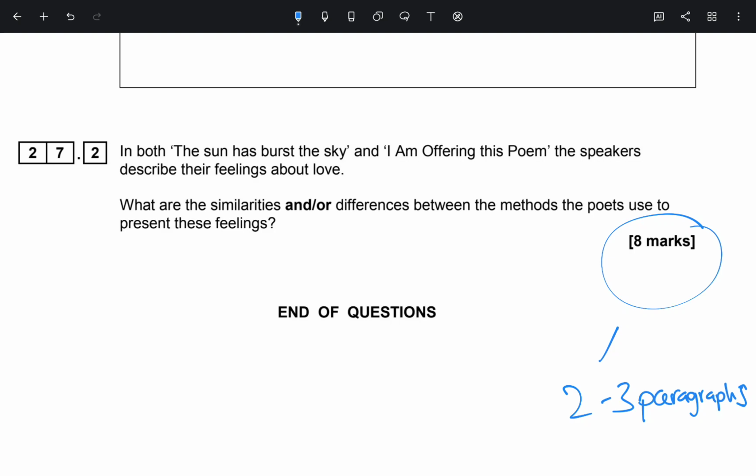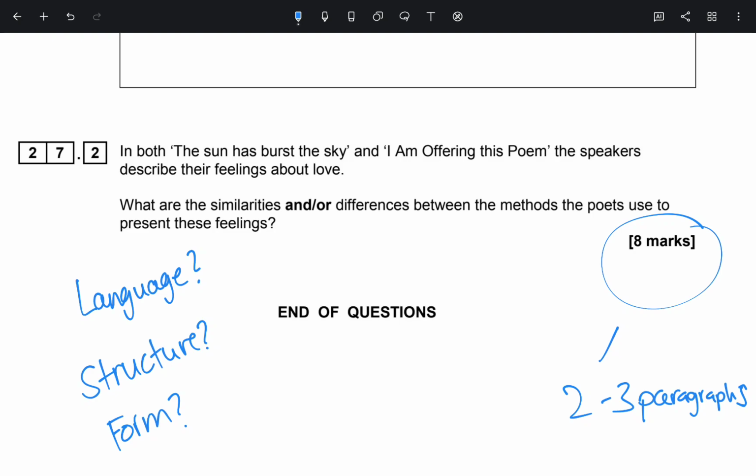So just to remind you, these are some areas for you to consider. Language, then we have structure, and then we have form. Okay, so these are some areas for you to explore when answering this question.